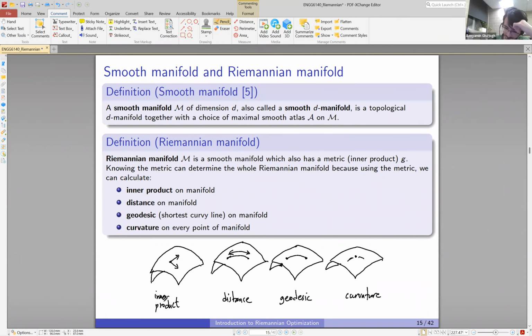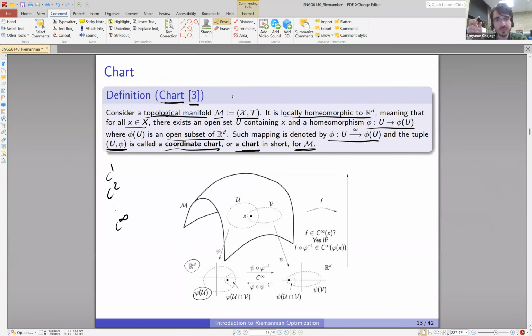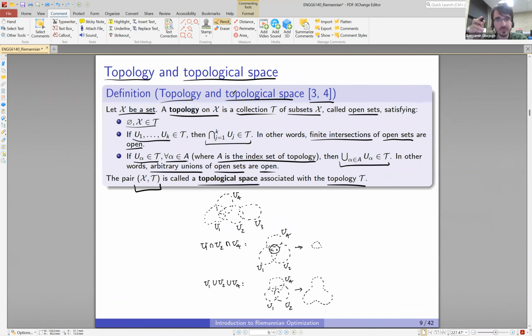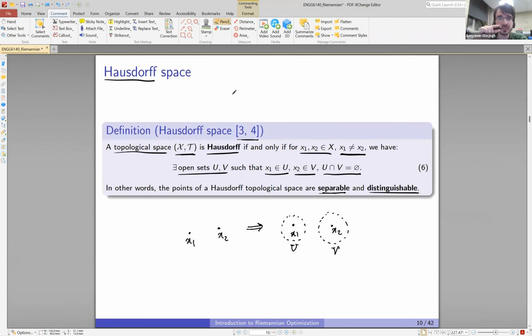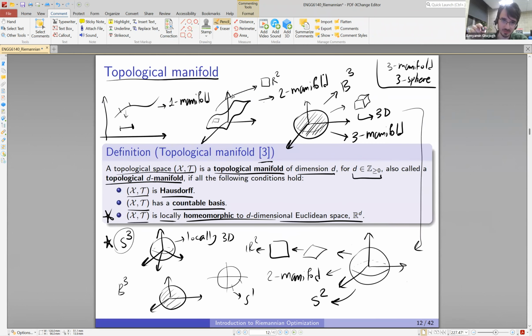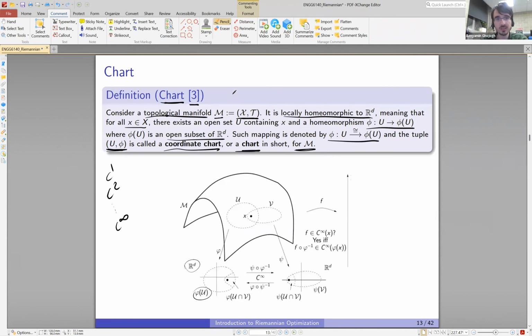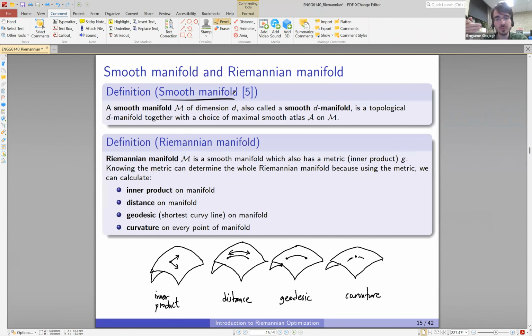Now, a smooth manifold and Riemannian manifold. So far we talked about what? We started from topology and topological space. We talked about Hausdorff space and homeomorphism, and then we defined topological manifold, which is a topological space with some characteristics, right? So far we had defined topological manifold.